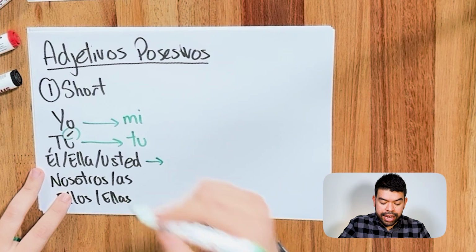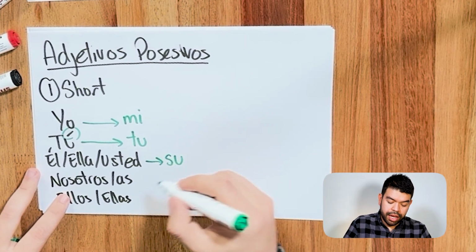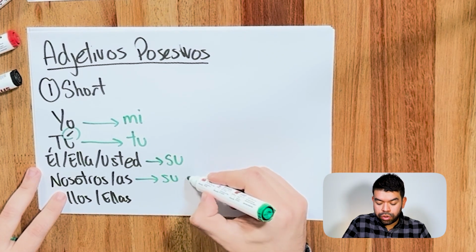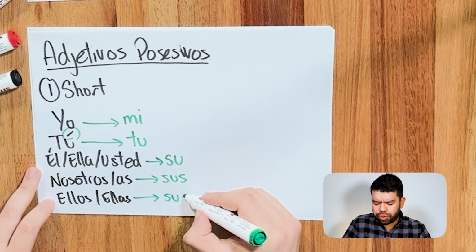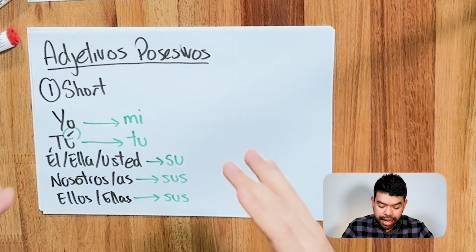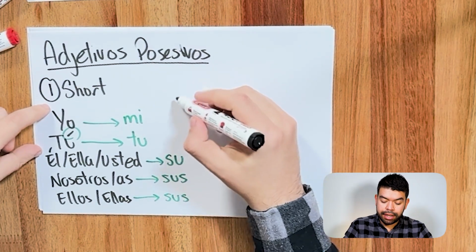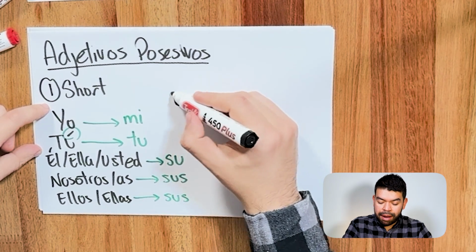And él, ella, usted, su, right? Nosotros y nosotras, nuestro. Ellos y ellas, su. Muy bien. Vamos a ver. Let's check this out. Let's put this in an example, okay? First example is gonna be very easy. Let's talk about this marker. El marcador.